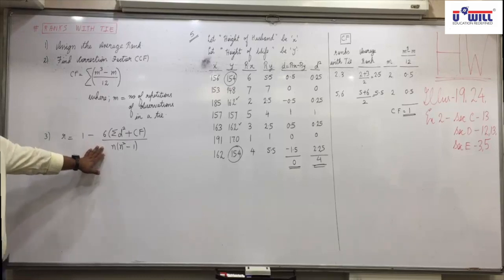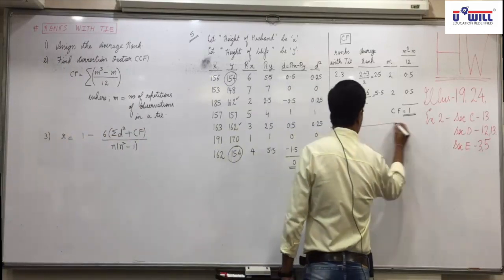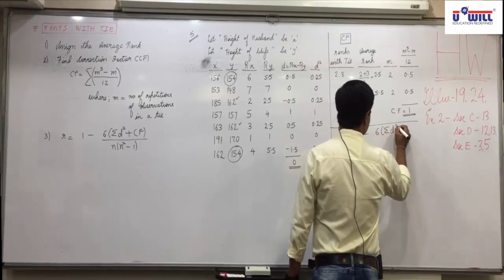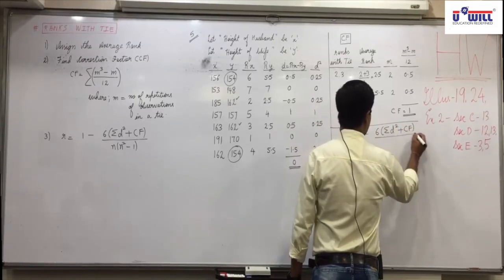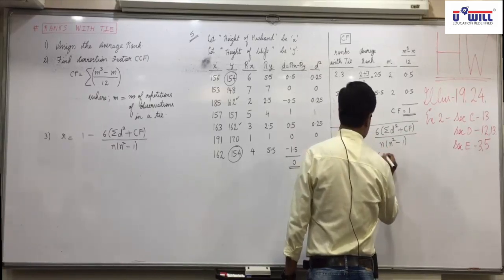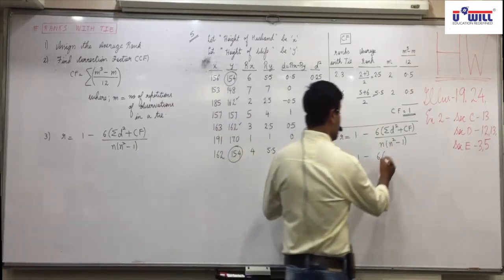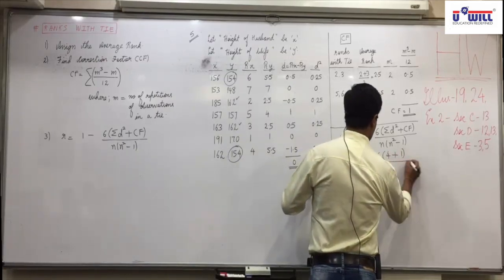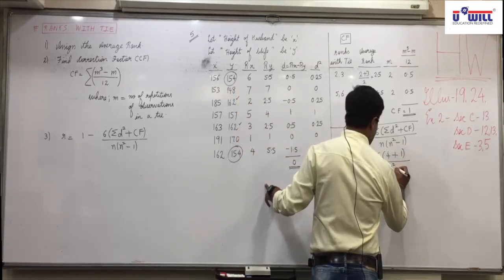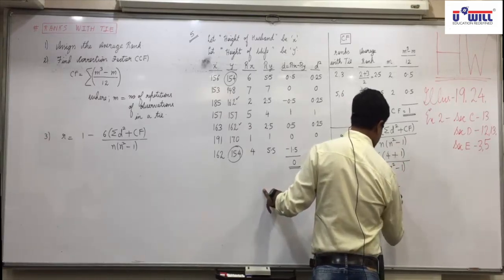Formula will slightly change in bracket sigma d square plus CF. Okay? So R equals to 1 minus 6 in bracket sigma d square plus CF upon n into n square minus 1. So 1 minus 6 into what will we write in place of sigma d square? 4. In place of CF 1 upon what is n? 7 observations are there. In bracket 7 square minus 1. 1 minus 6 and what is 4 plus 1? 5. What is 7 square?